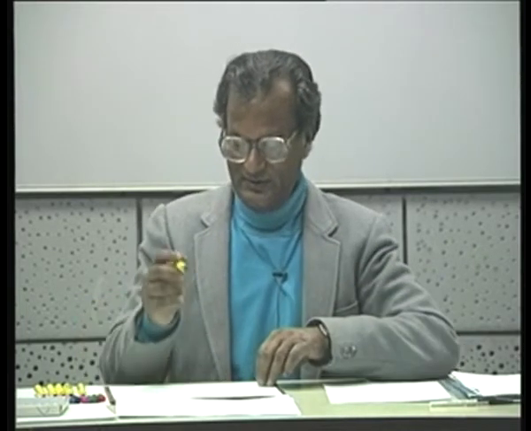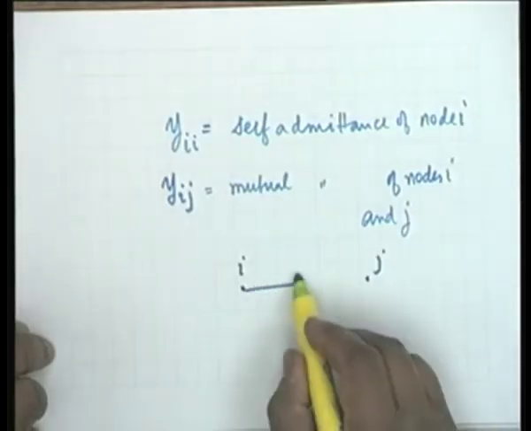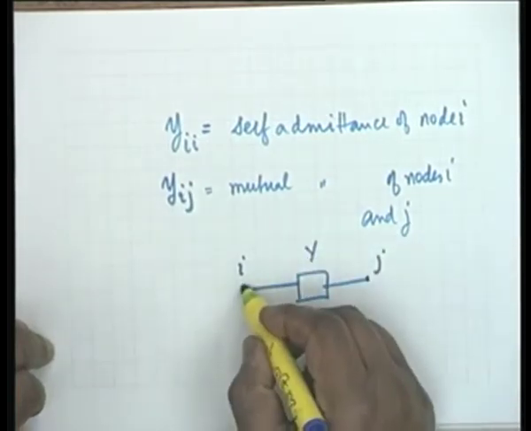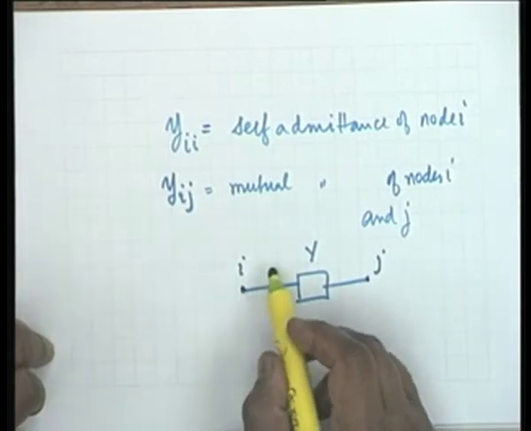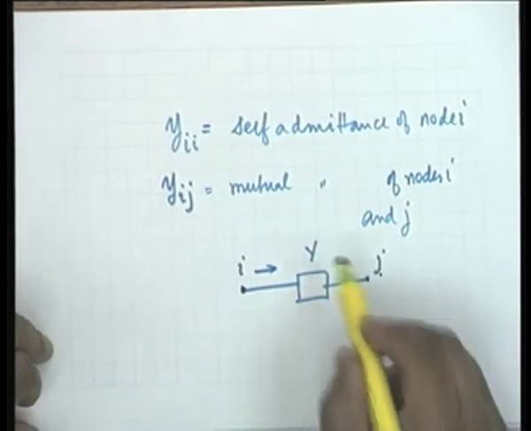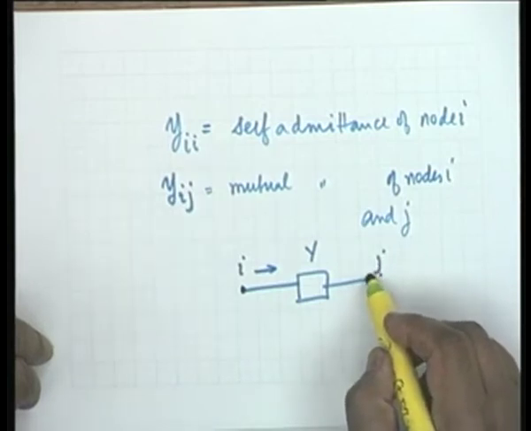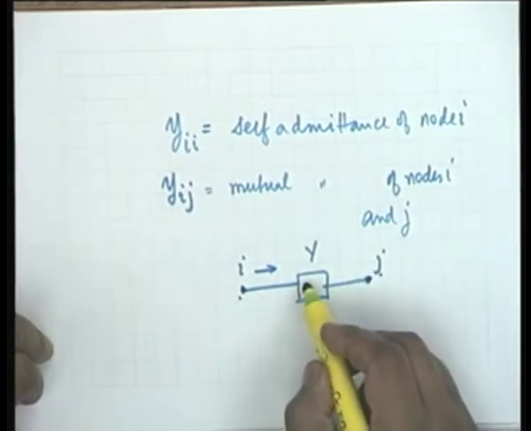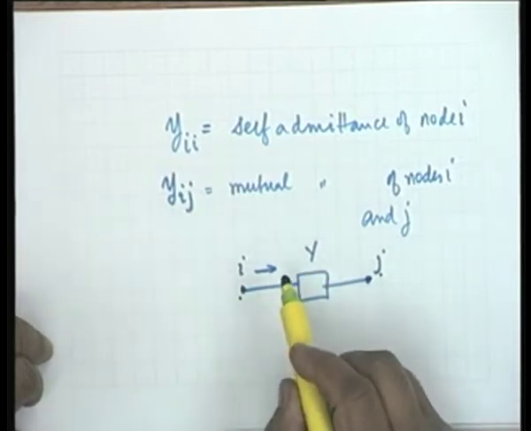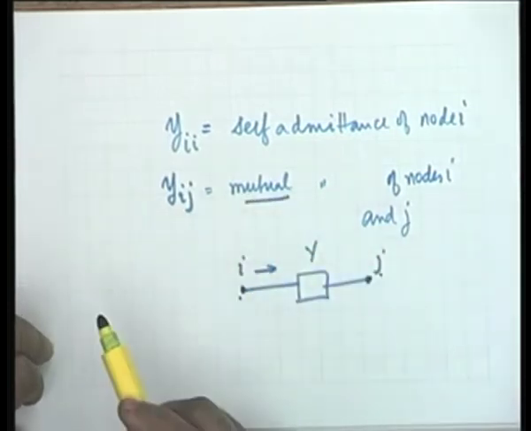You see, whenever you write a node equation, let's say between I and J, suppose there is an element, let's say capital Y. Then when you write the node equation for node I, you write Vi minus Vj multiplied by Y. When you write the equation for J, you write Vj minus Vi multiplied by Y. So, Y is common to the node equations for node I as well as node J, and this is why it is called a mutual admittance.